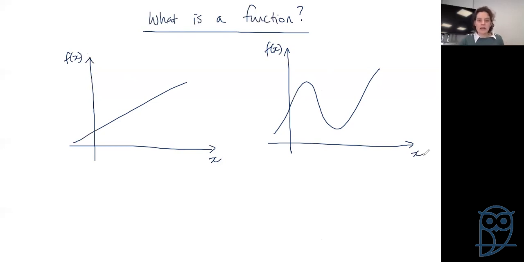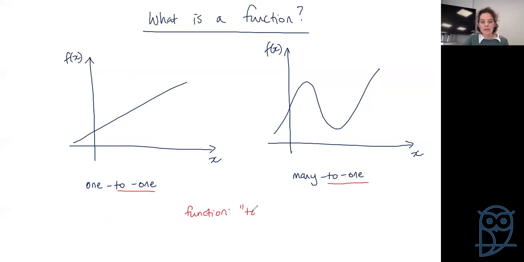Now the thing that we've got here is types of mapping. Okay, this one is called a 1 to 1, and this one is called a many to 1. The important piece is this to 1, because a function must have a to 1. What does that actually mean? What does it boil down to? We're always talking about an x to y.